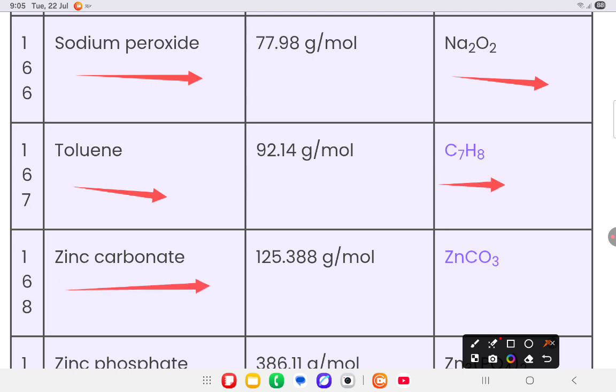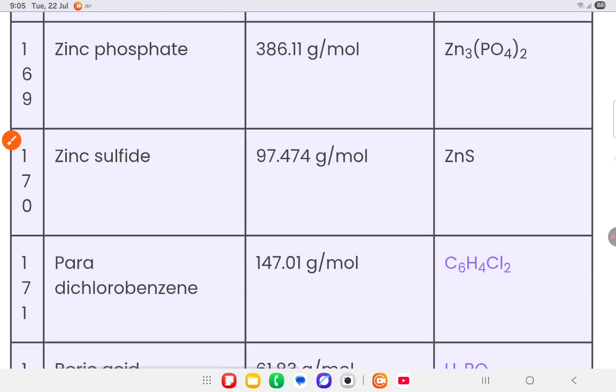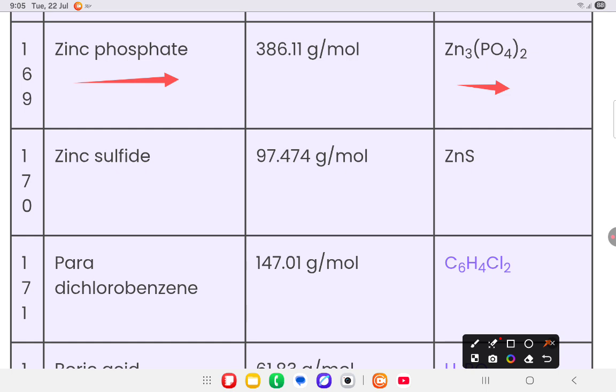Zinc carbonate, that is ZnCO3. Zinc phosphate, that is Zn3(PO4)2. Zinc sulfide, that is ZnS. Paradichlorobenzene C6H4Cl2.